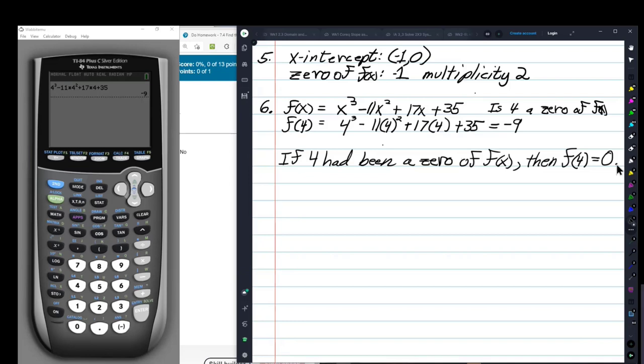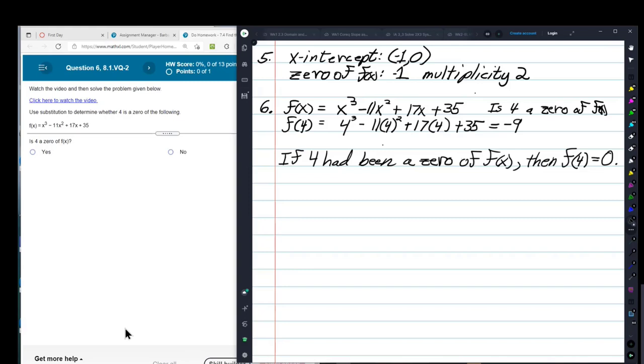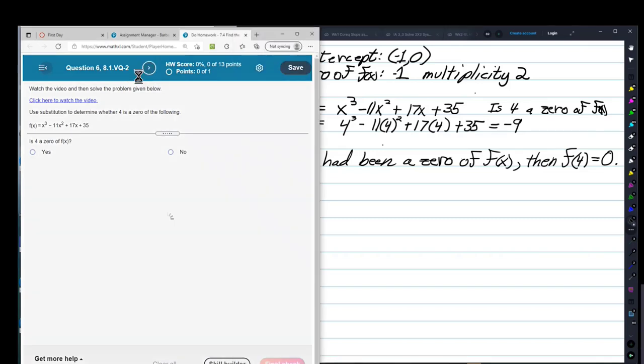But it didn't make the function equal 0. It made the function equal negative 9. Therefore, 4 is not a 0 of f of x. It flunked the test. And that's how this works. And that's how come zeros are called zeros. Let's do another one.